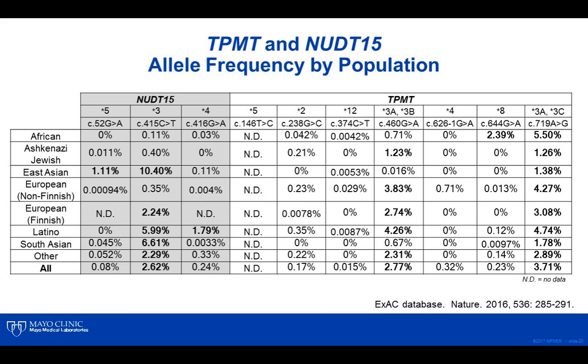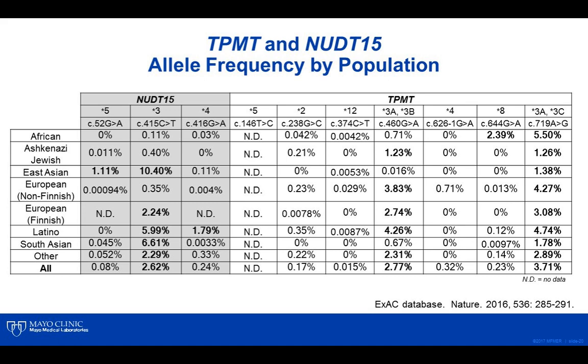NUDT15 variants are on the left in the gray boxes, while TPMT variants are on the right in the white boxes for comparison. As you can see, the TPMT *3 variants that are included in the assays offered by most laboratories and are included in the current clinical guidelines have a frequency that ranges from less than 1% to about 5%, depending on the population, with an overall frequency in the 2 to 4% range. The NUDT15 *3 allele has a frequency over 10% in the East Asian population, around 6% in the Latino and South Asian populations, and an overall frequency in the 2 to 3% range.